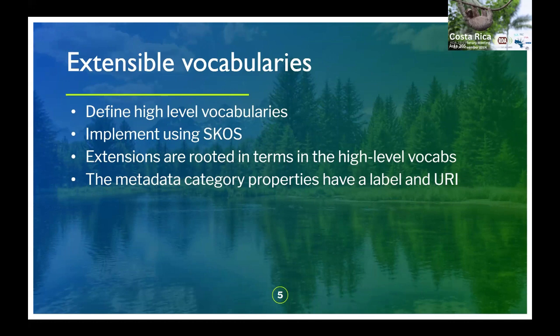And then I mentioned the metadata categories have labels and identifiers. In the metadata scheme that we've developed for iSamples to account for this, and I won't really be talking about the metadata scheme, these category properties have a label and an identifier, a URI, that allows for linked data approaches to doing the data integration.